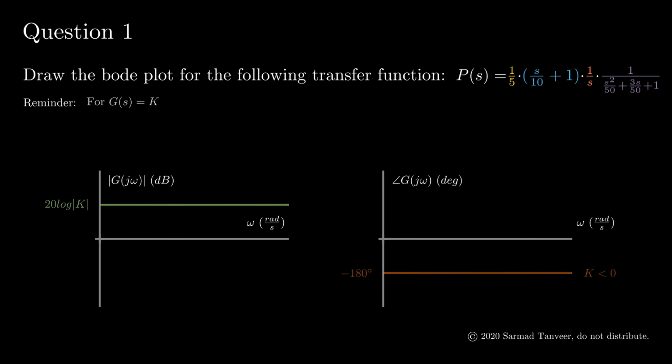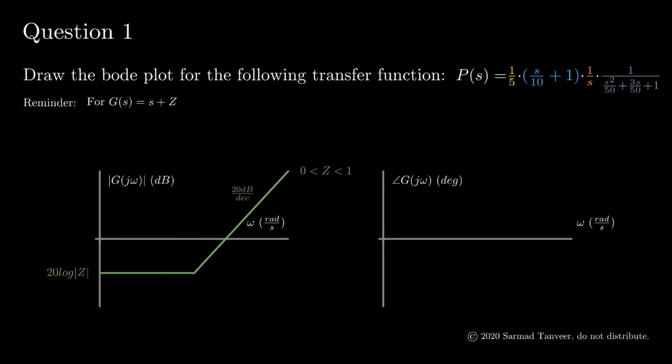When G(s) equals a single zero term, the magnitude plot returns a constant value of 20 log of the value of z, and then increases the slope of contribution by 20 decibels per decade when it achieves a frequency value of z. This is for the situation when z is greater than 0 and less than 1. If z is greater than or equal to 1, then the magnitude plot contributes 0 decibels until it achieves a frequency value of z, at which point it begins to contribute an additional 20 decibels per decade.